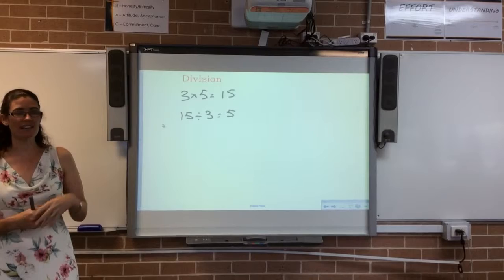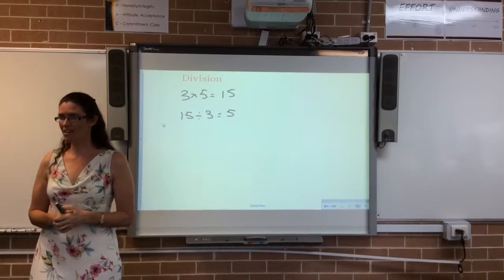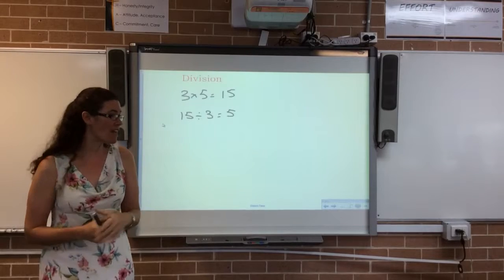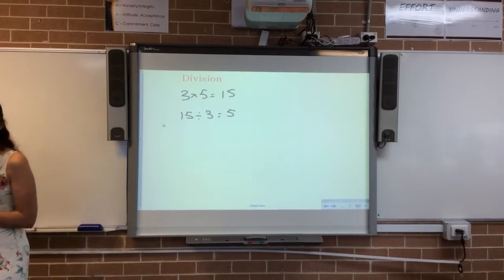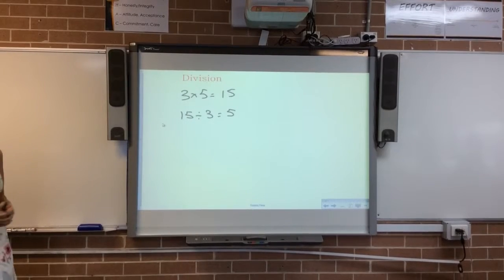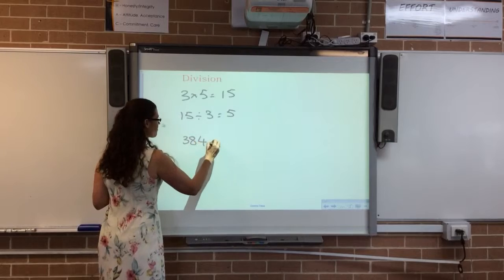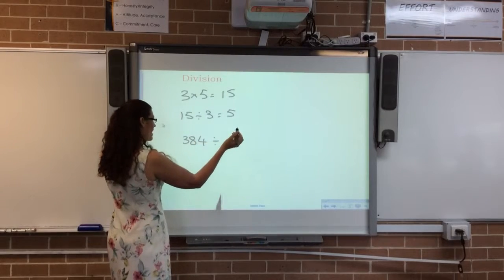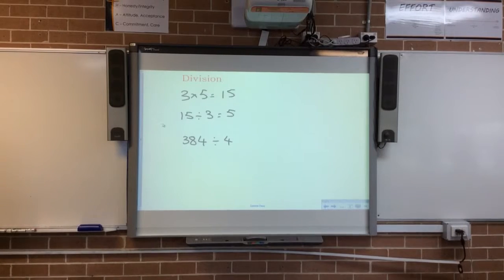What if it is a number like 384? 384 is not one of the answers we have in our times tables. So we're going to look at the algorithm of long division. If I had 384 and I wanted to divide it by 4, I don't know my 4 times tables up to that big. So, can I draw how you do it?